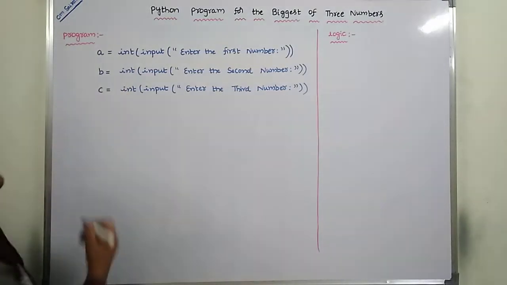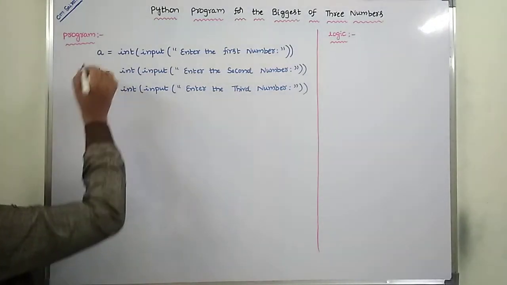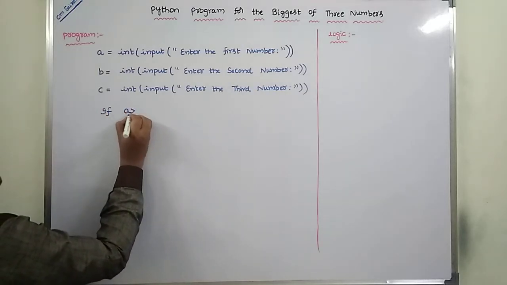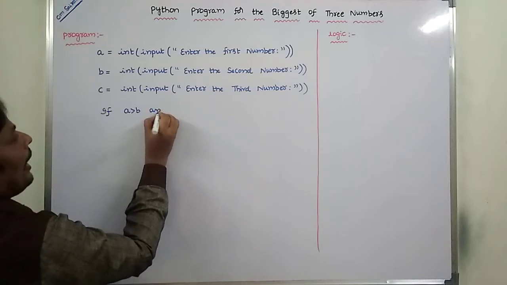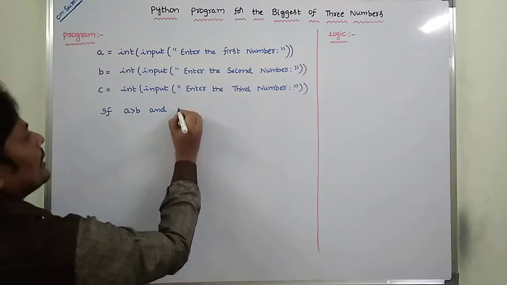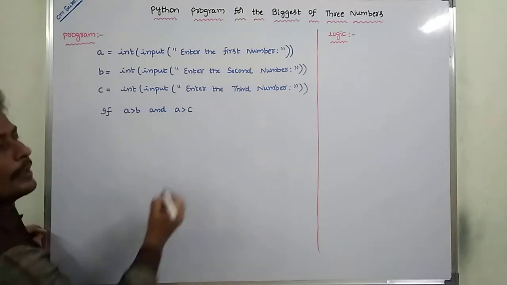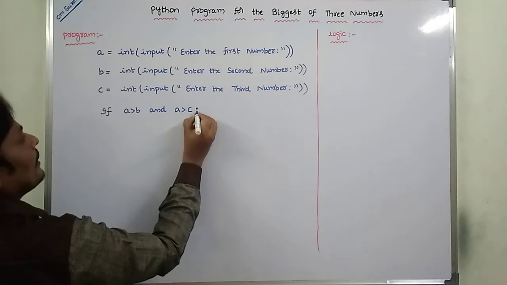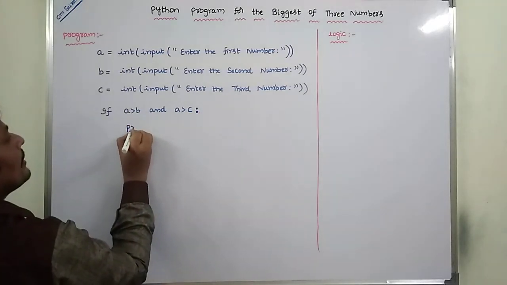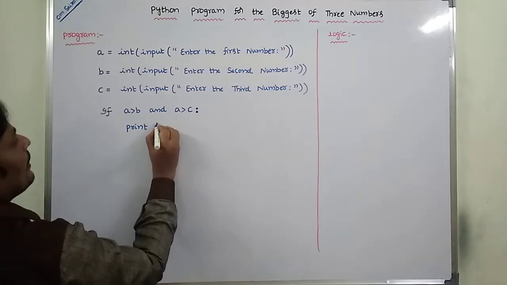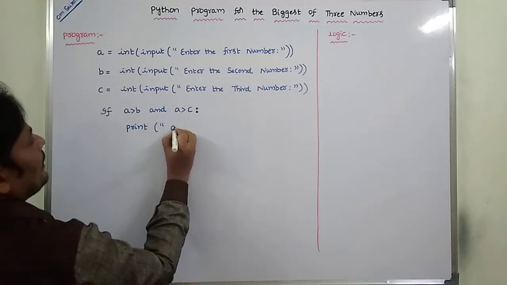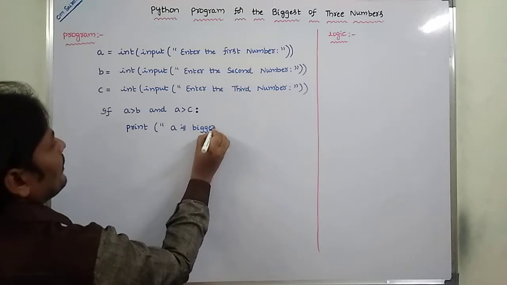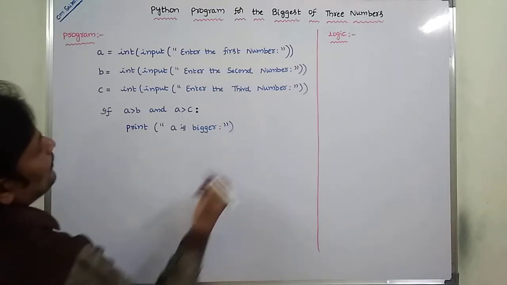Next, now we have to compare a with b and a with c. So if a greater than b, and this is the logical and operator, a greater than c. Here put colon, compulsory. Next, print "a is bigger".